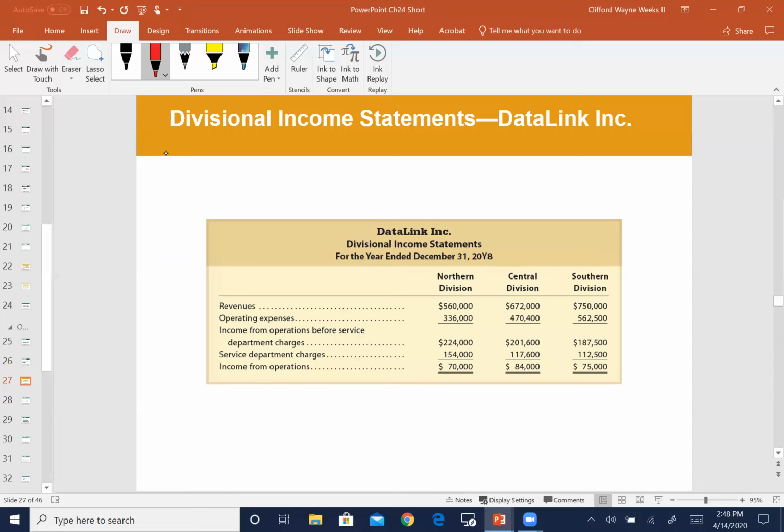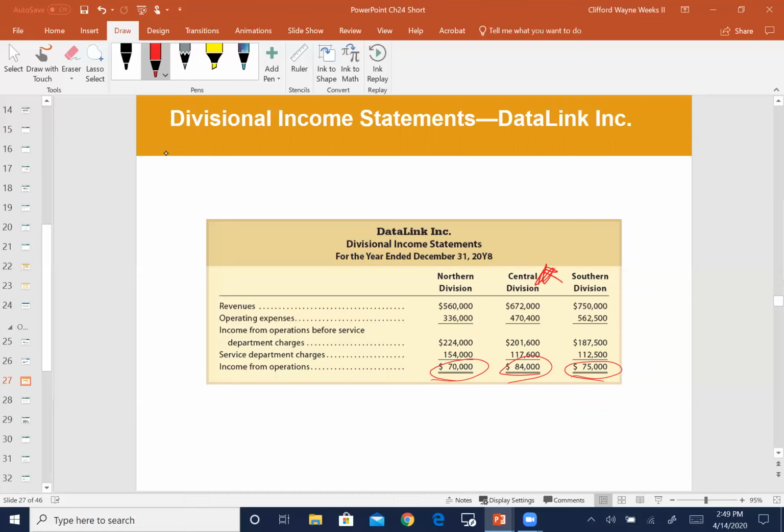And so here we have two different divisions. We have our northern division and our central, actually there are three different divisions: northern, central, and southern. And you can see that in the northern division, they have income from operations of 70, 84, and 75. So which one of these would you want to be responsible for? Just looking at those numbers, I would say the central division.